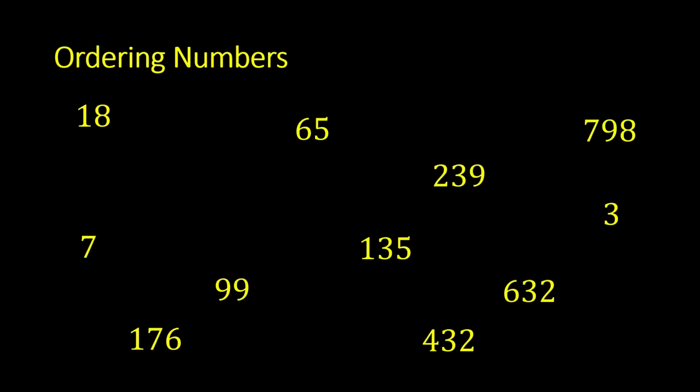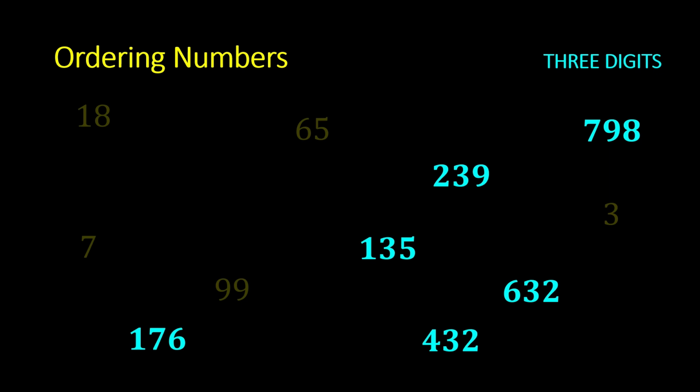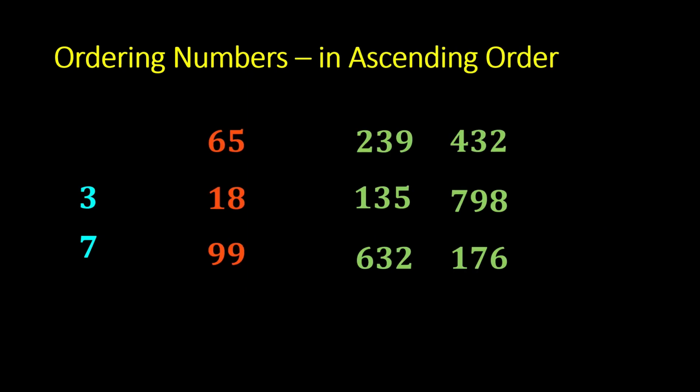We are now going to order numbers. On your screen you have a set of numbers which have been randomly scattered. We're going to try and put these numbers in order of size, starting from the smallest first. To help us do this, we're going to group the 1-digit, 2-digit and 3-digit numbers together. So here are the 1-digit numbers, here are the 2-digit numbers, and here are the 3-digit numbers. And here they are color-coded and grouped. So 1-digit numbers, 2-digit numbers, and 3-digit numbers.